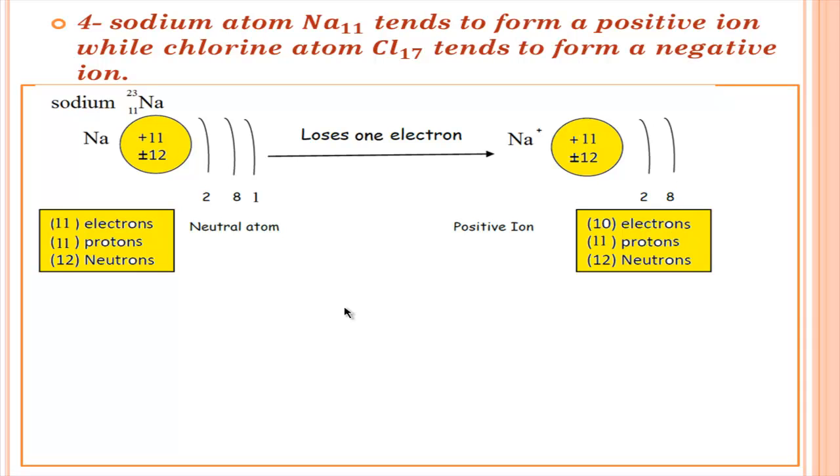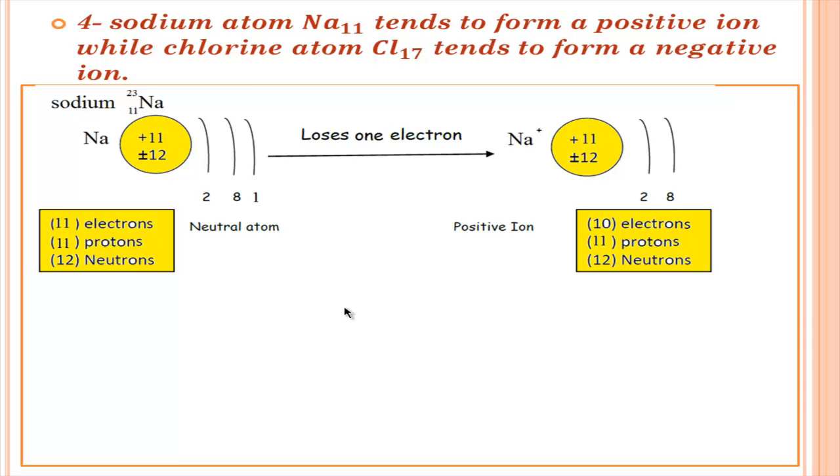As a first step, we will write the symbol of sodium, as we know, Na. Then draw the nucleus. Inside the nucleus, there are positive 11 protons and 12 neutrons. Then we will have the configuration of the atomic number in the energy levels. The first energy level, K, is saturated by 2 electrons, L by 8 electrons, so 1 electron remains.